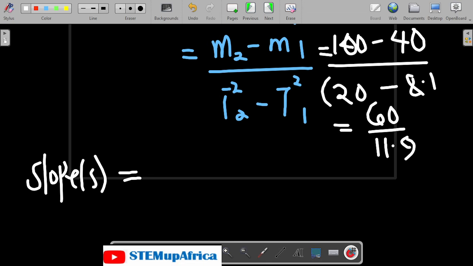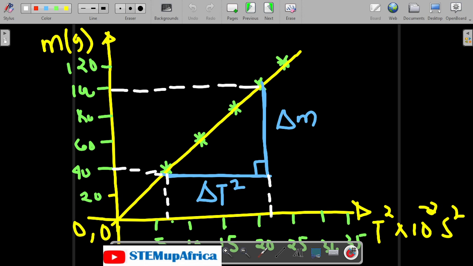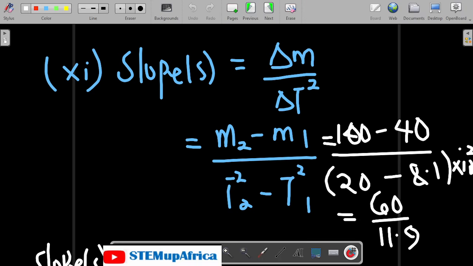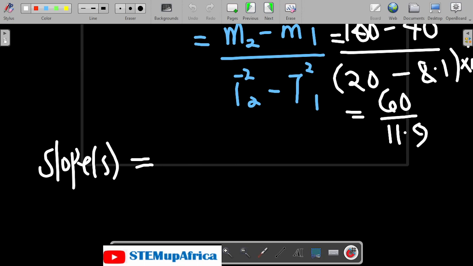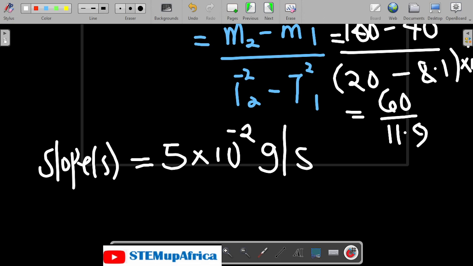Don't forget, here is multiplied by 10 to the minus 2. Don't forget that, because it's written as 10 to the minus 2. Even me, I'm about forgetting it. So make sure you pay attention to details. So I'm going to have 5 times 10 to the minus 2 grams per second square. You must put the units of the slope. We are having 5 times 10 to the minus 2 grams per second square. That is the slope.